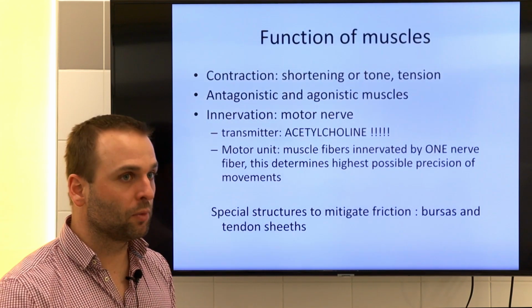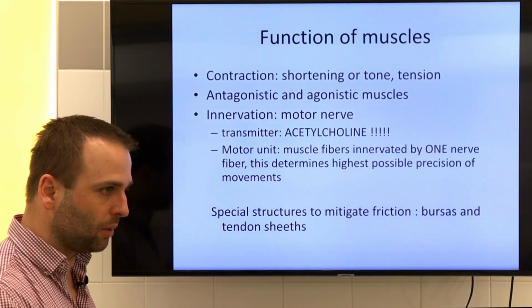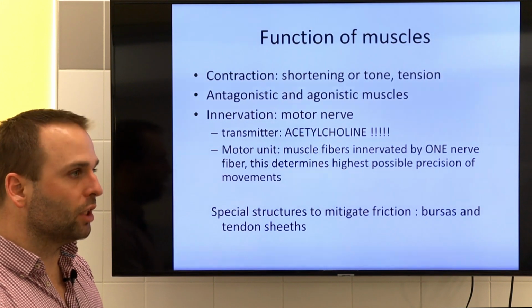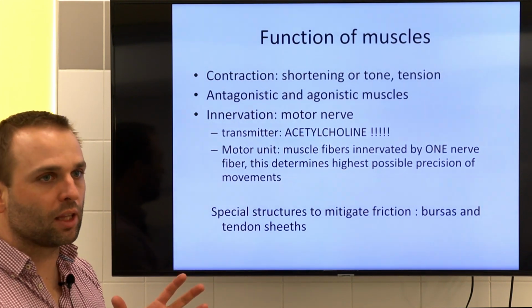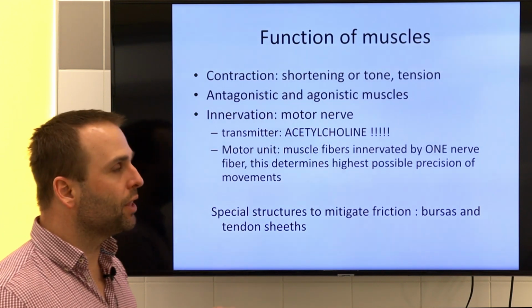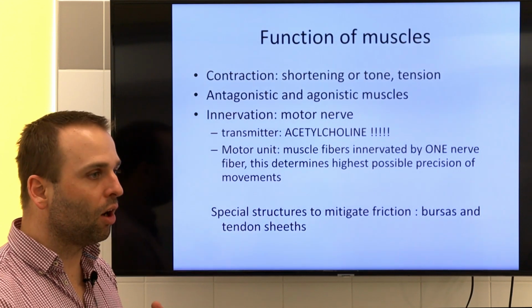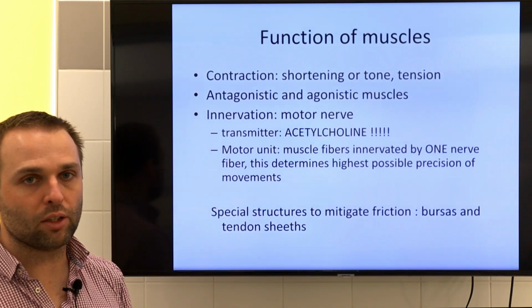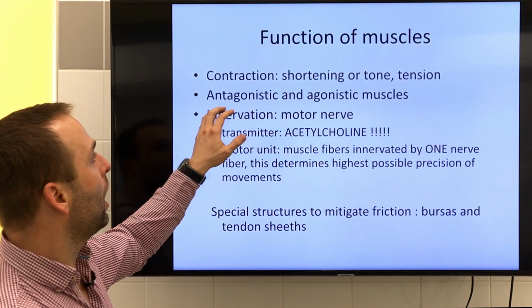Function of muscles. So the muscles are doing contraction. This can result in shortening, so production of actual movement, or just increasing the tension of the muscle. The resting state tension of the muscle is considered the muscle tone. This is required to stabilize your body position or posture.